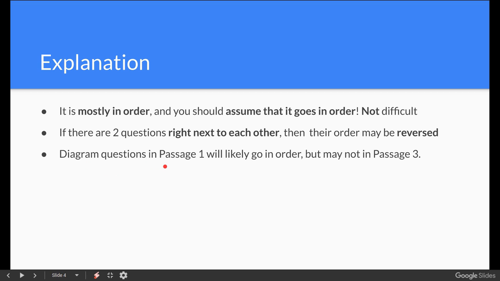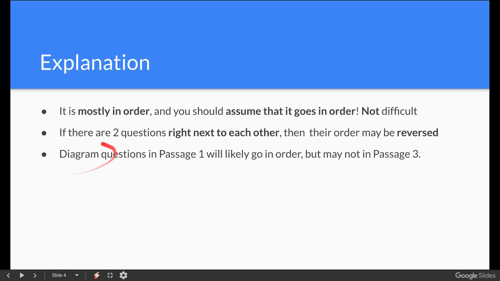Next point to note is that generally speaking, diagram questions that appear in passage 1 are very likely to go in order. Very likely to go in order almost all the time. But when it comes to passage 3, you must know that the level of difficulty increases as you move from one passage to the next. So naturally, passage 3 is supposed to be much more difficult than passage number 1.